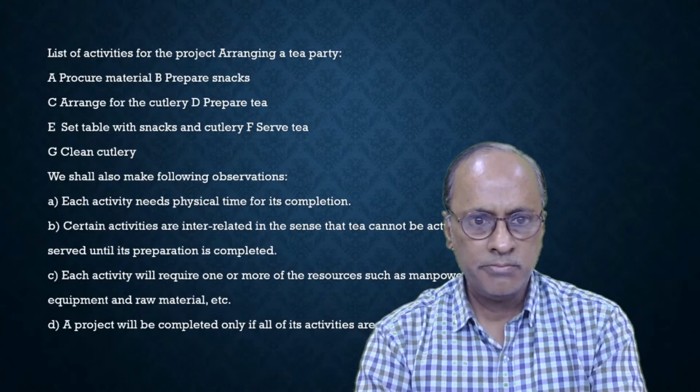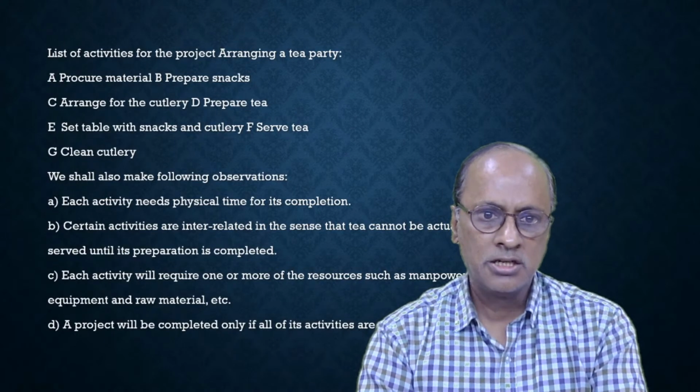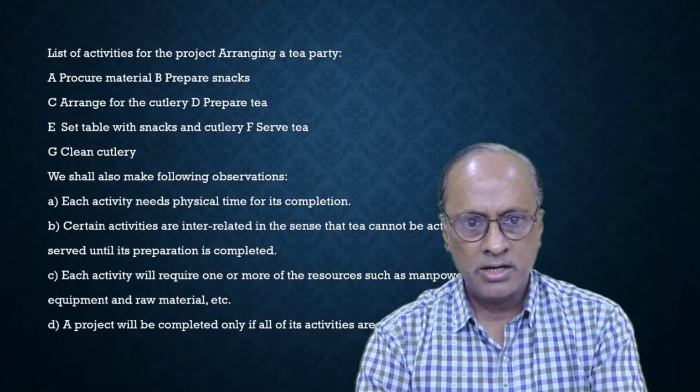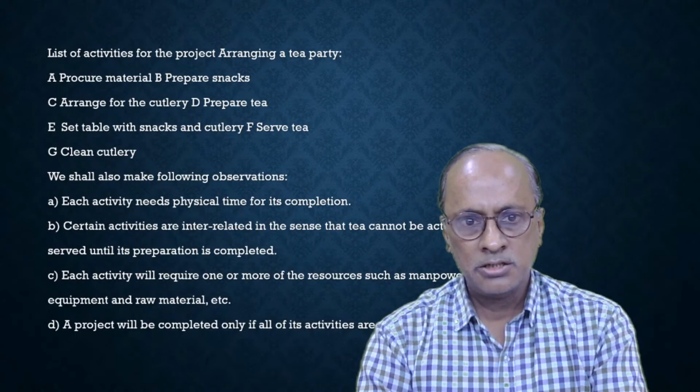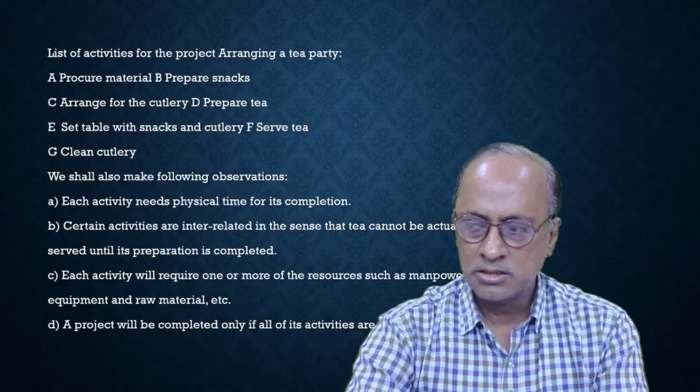So in this tea party example, we find certain activities are successors of others. Now, procure materials and prepare tea: A and B, as I give you, A is the predecessor and B is the successor, because I can schedule the preparation of snacks when the procurement of material is completed.